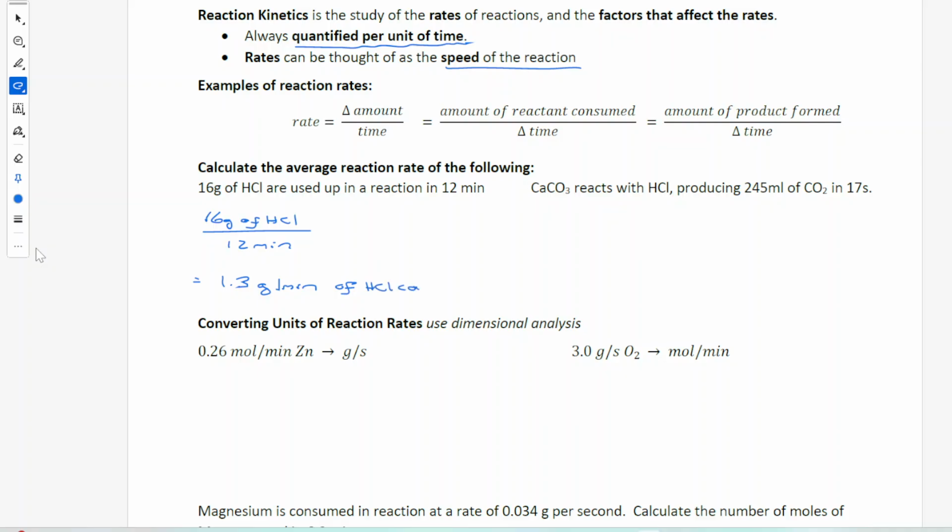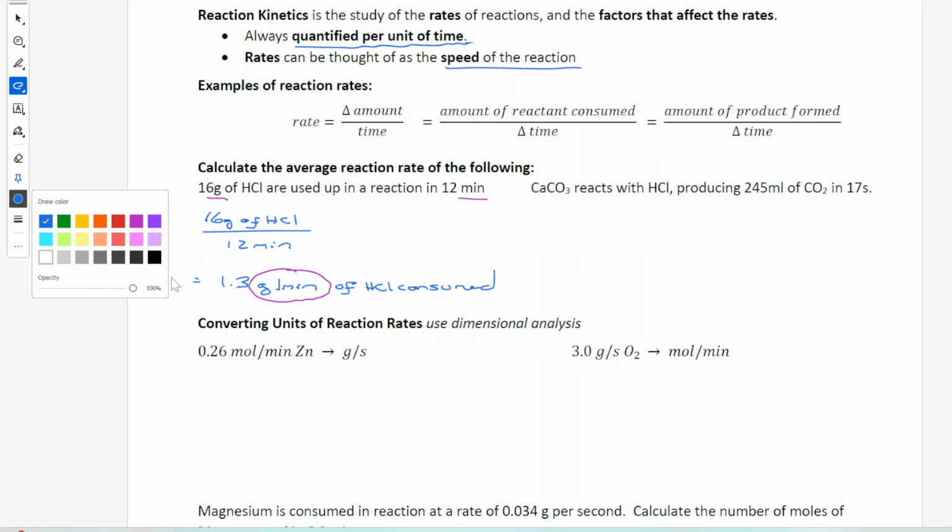Now, there's lots of ways to write it. If you just wrote 1.3 grams per minute, that's the reaction rate. If you want to describe what reaction rate you're looking at, you could write 1.3 grams of hydrochloric acid per minute or 1.3 grams per minute of hydrochloric acid consumed. There's lots of different answers, but the key thing I'm going to be looking for is that you know what your units for the rate are. So for this one, it was grams per minute. All right, pause the video, give the next one a go.